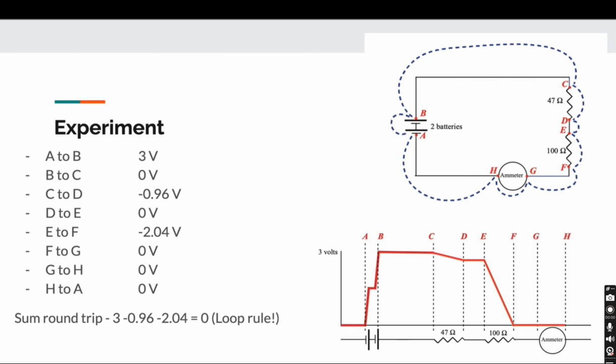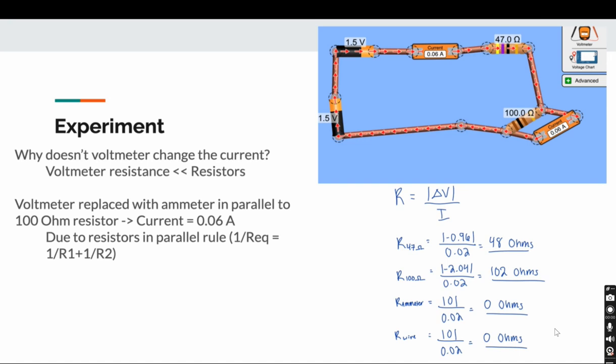And the second part was figuring out the resistance of each of the parts of this ideal circuit. So for the 47 ohm resistor, I got 48 ohms as the resistance, and for the 100 ohm resistor, I got 102 ohms. And then for the ammeter and the wire, it's 0 ohms because it is an ideal circuit. And then the reason that the current is 0.06 is because of the resistors in parallel rule, which is 1 over R equals the sum of 1 over each R, which is shown here.